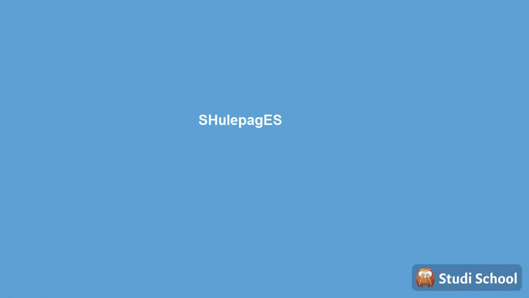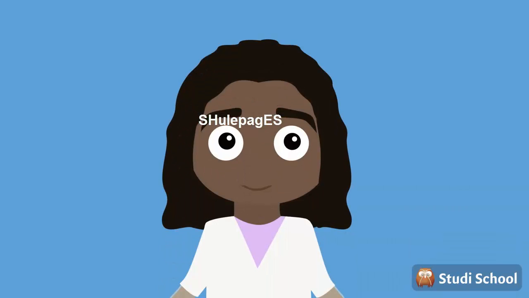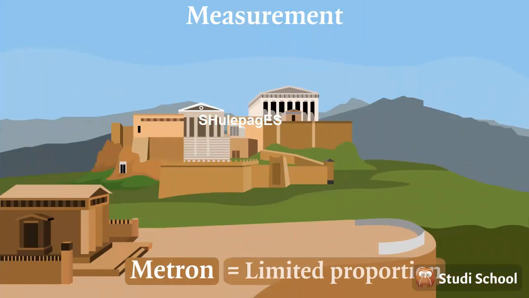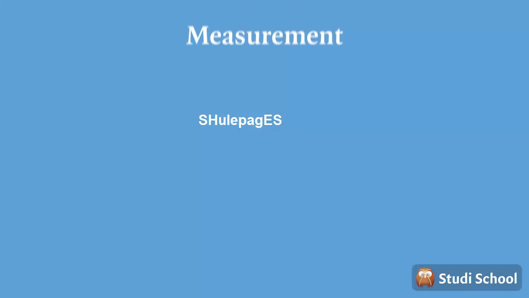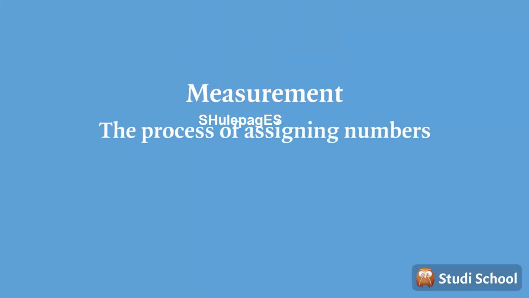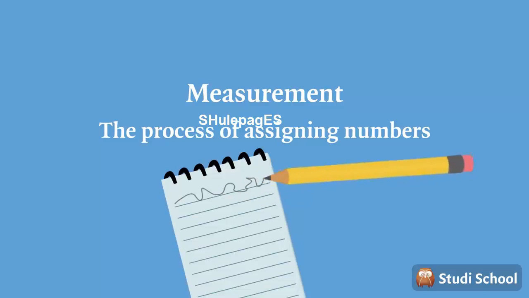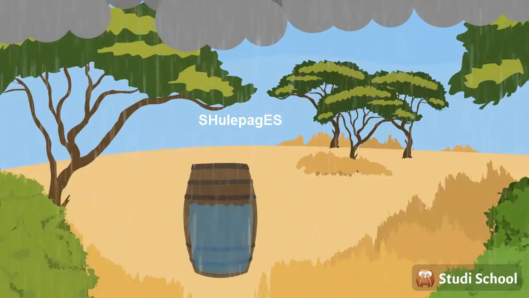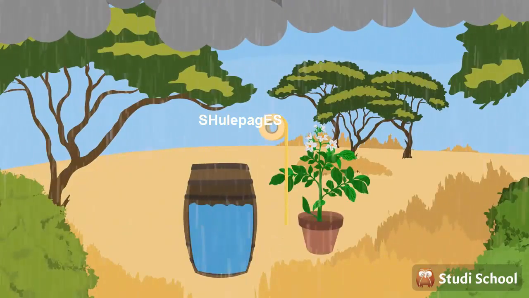So now that you know about the scientific method, it's important that you know one of the most important parts of scientific investigations: measurements. The word comes from the Greek word metron, which means limited proportion. Measurement can be defined as the process of assigning numbers to observations, objects, or events. The observed numbers can then be recorded and collected. For example, we can measure how much rain has fallen and how much the plant has grown in height.